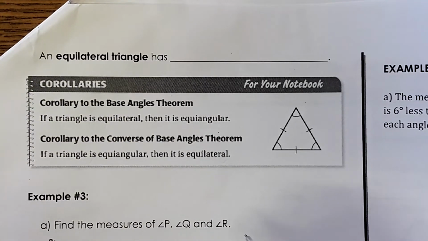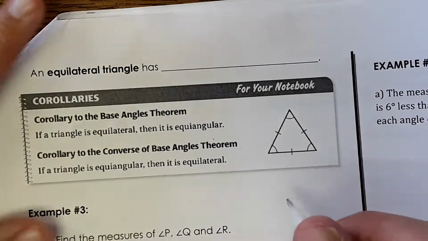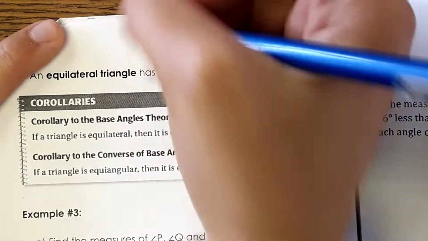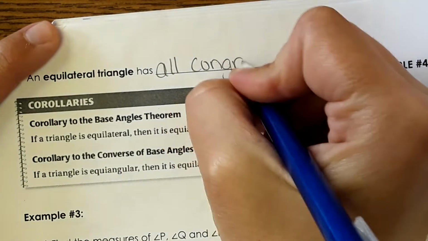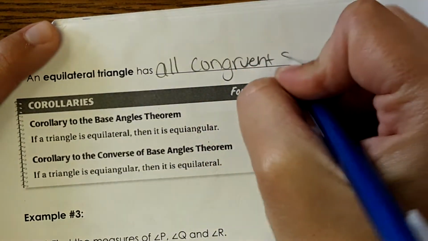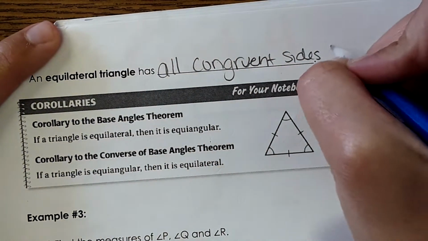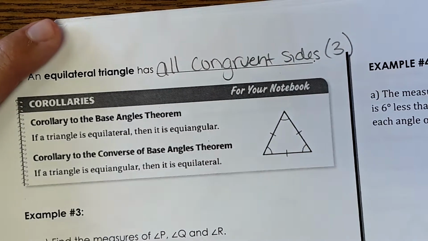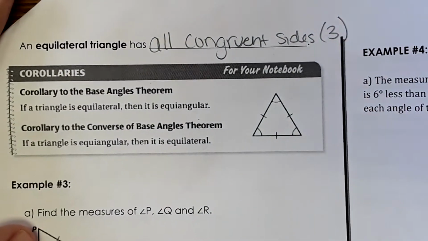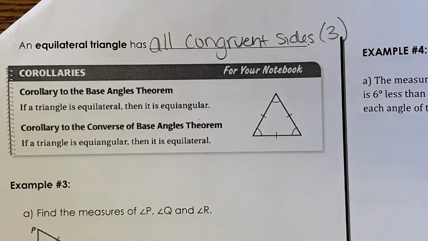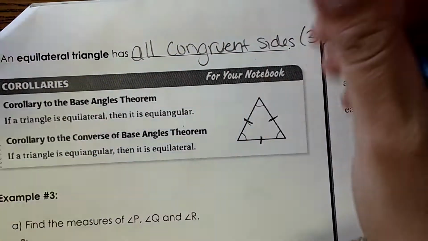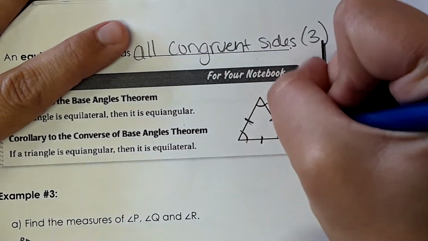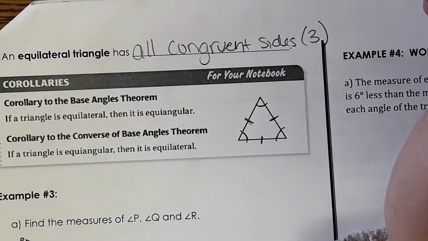Okay, so now it switches to equilateral triangles. Equilateral triangles, as you know, have all congruent sides. Triangles have 3 sides, so the 3 sides would be congruent. It shows an equilateral triangle here, and just like I showed you on the board, if it has 3 congruent sides, then it also has 3 congruent angles. Or if it has 3 congruent angles, then the sides are the same length.